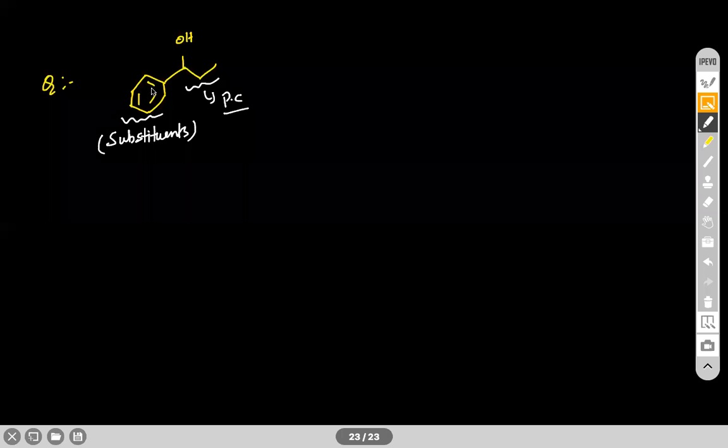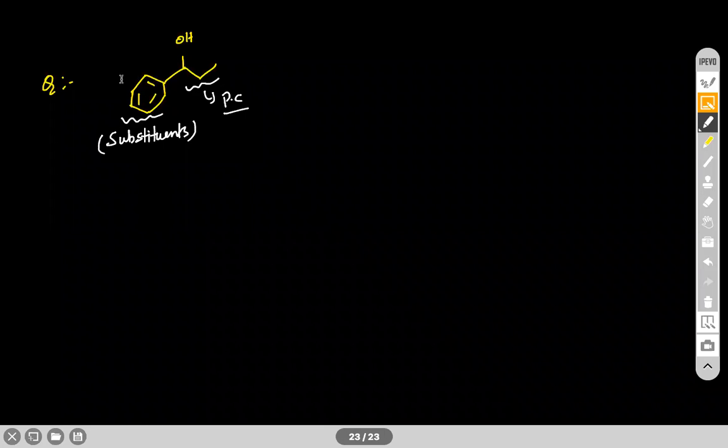I'll repeat the rule. The rule is, if the side chain consists of functional group, then the benzene ring is known as phenyl. When you write down the name, we'll use the word phenyl, not benzene. Correct? Now, based on this rule, we have this example. This is benzene ring, and this is side chain contains functional group.